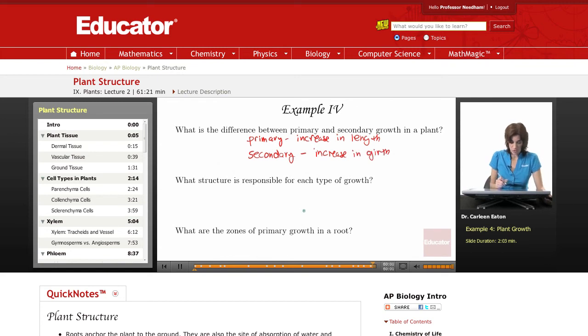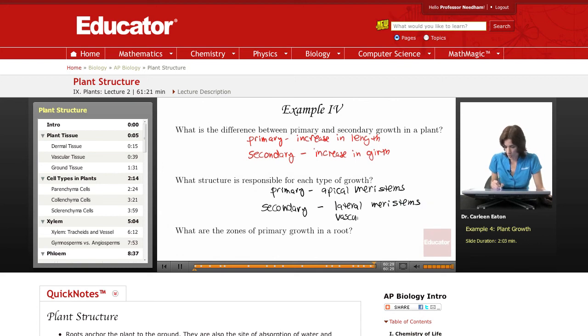What structure is responsible for each type of growth? Well, primary growth occurs in the apical meristems, and these are present at the tips of roots and shoots. Secondary growth occurs in the lateral meristems. And there are a couple different types that we talked about: vascular cambium and cork cambium.